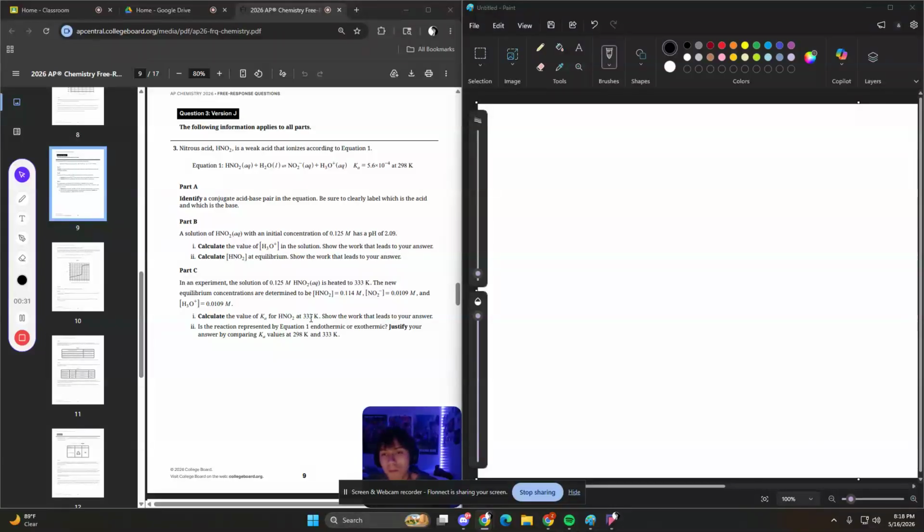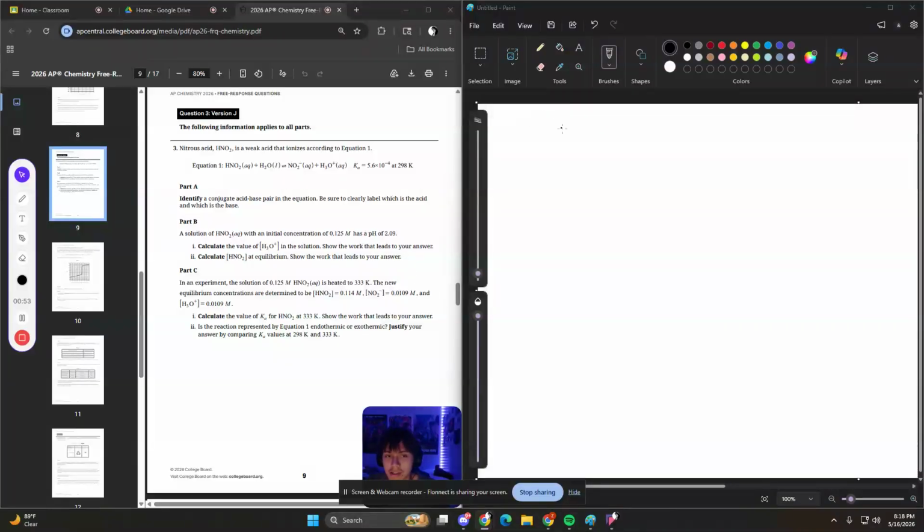Okay, let's begin. So for part A, I'm sorry, I've gone through this a couple times, I'm kind of rushing through it. So we see our equation, right? Our equation of the ionization of nitrous acid. We're given a Ka and we're given a temperature. So for part A, identify a conjugate acid-base pair in the equation, and then be sure to clearly label.